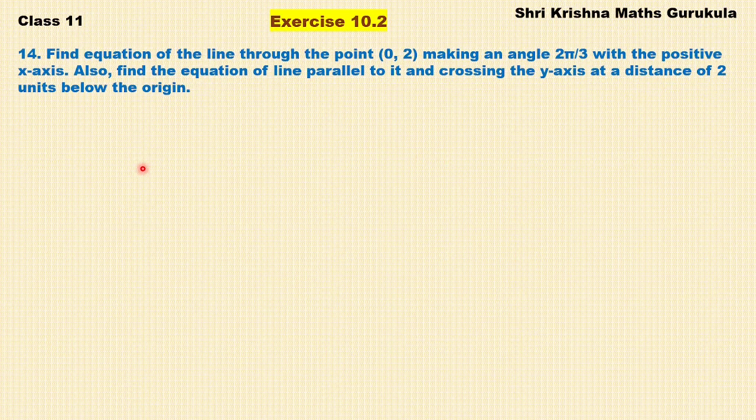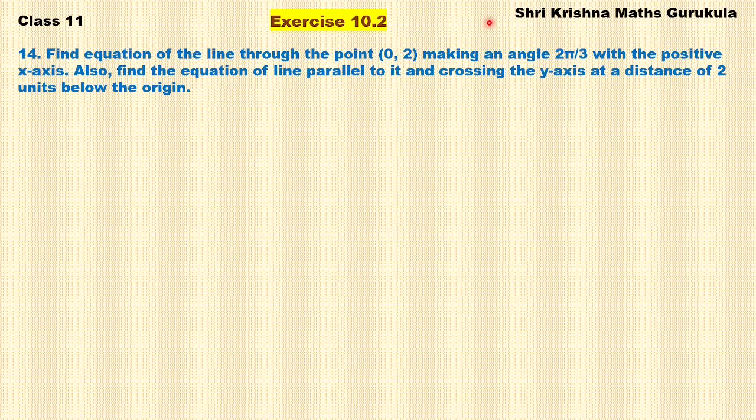Now let us check question number 14. Find the equation of the line through the point (0, 2) and making an angle of 2π/3 with the positive direction of the x-axis. That is, this is the angle of inclination. See, π/3 is 60 degrees, so 2π/3 is 2 times 60 degrees, which is 120 degrees. So this line is making an angle of 120 degrees with the positive direction of the x-axis.